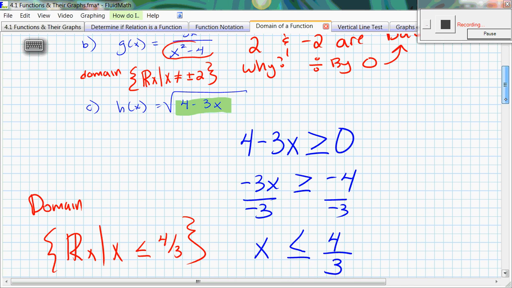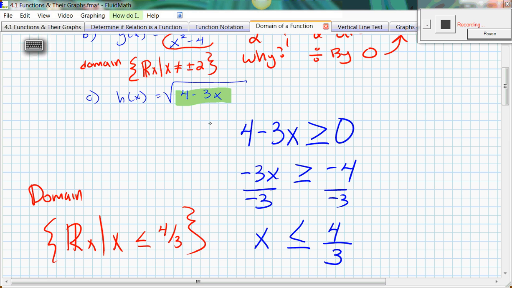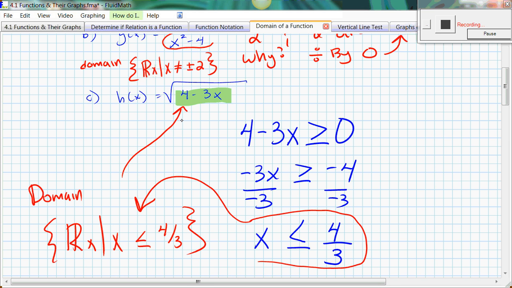And then the last one here, the square root of 4 minus 3x. Well, we came to the conclusion that we just want the stuff underneath the square root to be bigger than or equal to 0. So that's what we did. We set the stuff under the square root to be bigger than or equal to 0, solve for it, and we get this inequality here that says x must be less than or equal to 4/3. So we dump that inequality into a domain statement, and we have our domain: all real numbers x such that x is less than or equal to 4/3. So anything smaller than 4/3 will guarantee that you do not have a negative number underneath the radical.